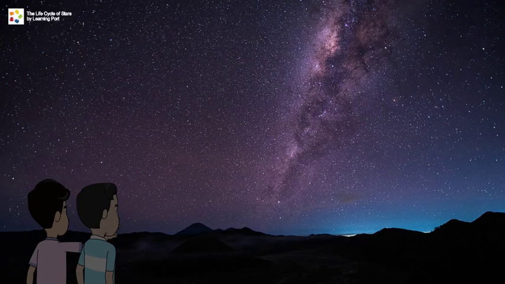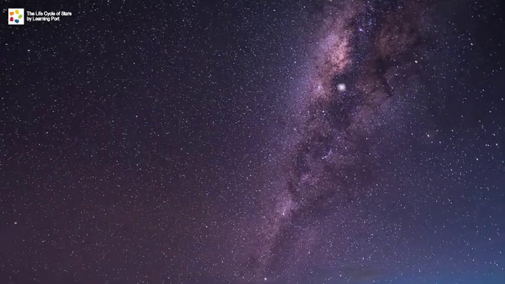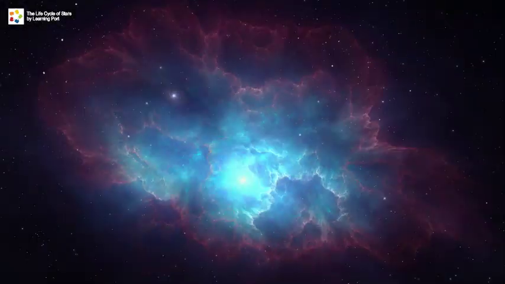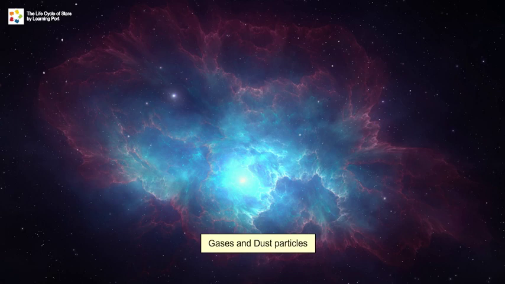When we look up on a clear night, we can see countless points of light scattered across the sky. Each one of these points of light is a star, just like our sun. A star is formed within a huge cloud of gases and dust particles called a nebula.